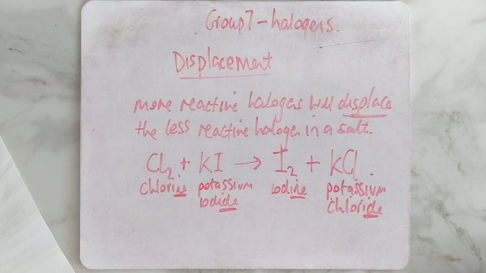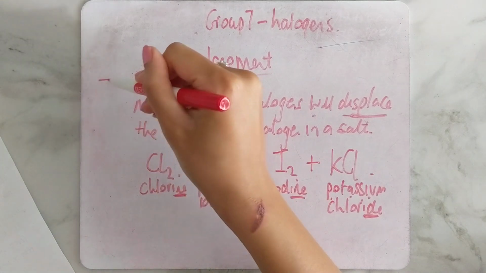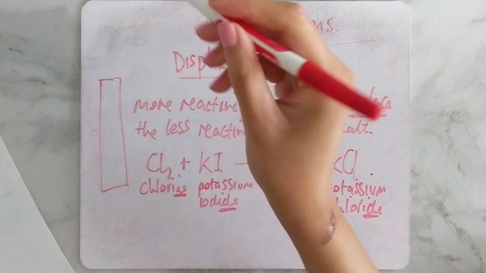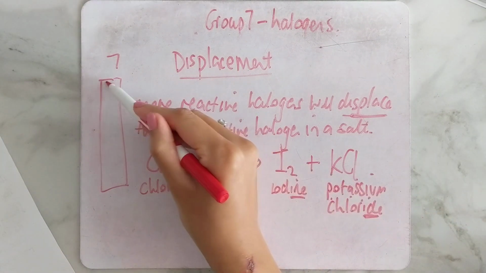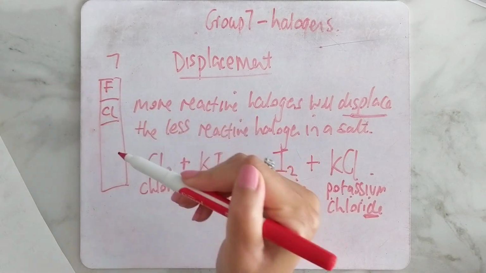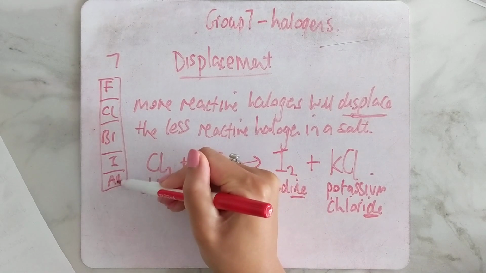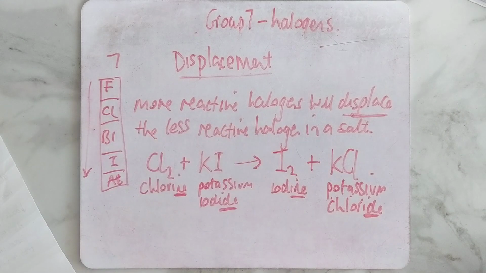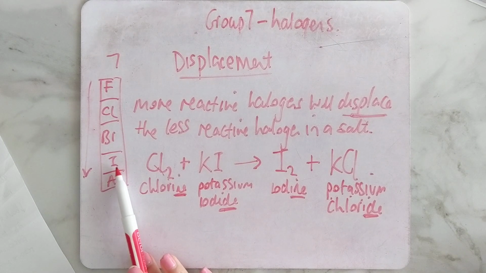Okay, that's really, really important to remember and be able to do that in an exam. Okay, so chlorine is above, I'll quickly just draw it on the side. So this is group 7. So group 7, we go from fluorine, chlorine, bromine, iodine, astatine. So this is going down the group, okay? Right, so chlorine is above iodine on the periodic table in group 7.